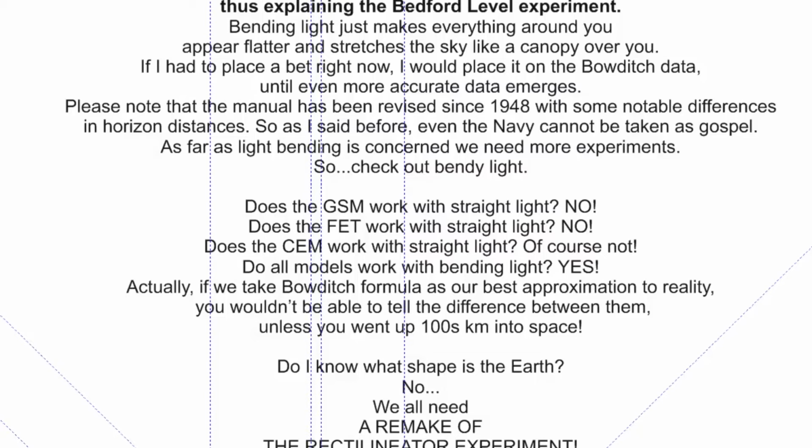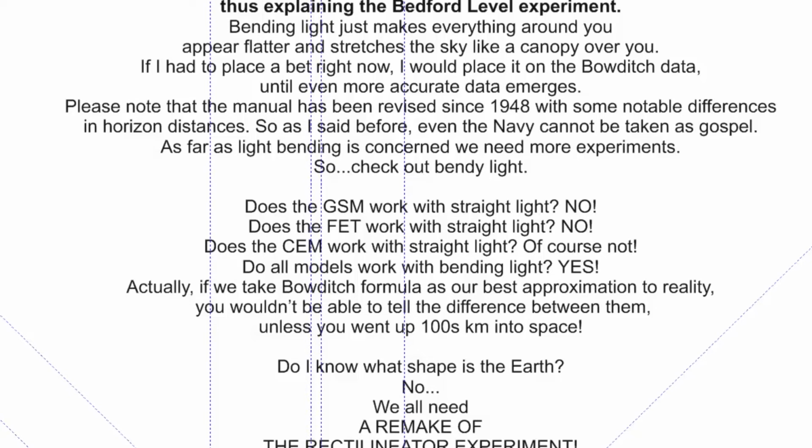Bending light just makes everything around you appear flatter and stretches the sky like a canopy over you. If I had to place a bet right now, I would place it on the Bowditch data until even more accurate data emerges. Please note that the manual has been revised since 1943, with some notable differences in horizon distances. So as I said before, even the Navy cannot be taken as gospel. As far as light bending is concerned, we need more experiments, so check out bendy light.